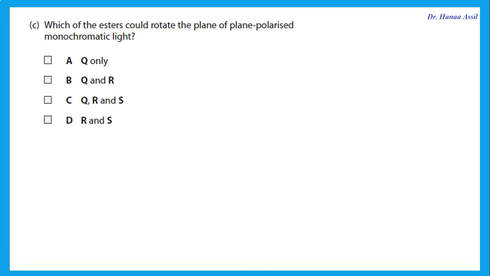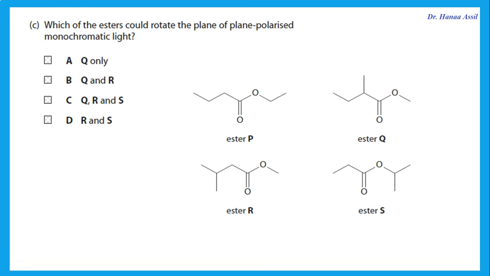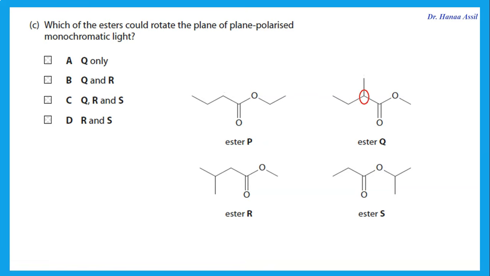Which of the esters could rotate? So these were the esters we were given. Which of them would rotate the plane of polarized monochromatic light? Of course, to rotate the plane of polarized light, we need to have a chiral center. So the question is, which of these has a chiral center? So this is the one that would have a chiral center. The others do not, so it is Q only.